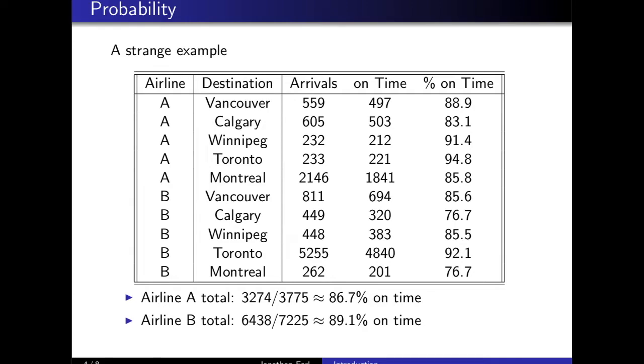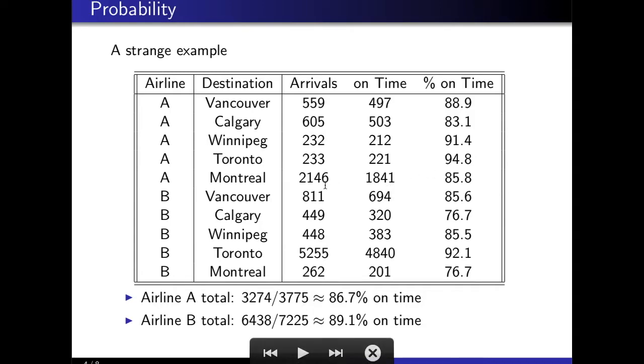Well, notice that the bulk of Airline B's flights are into Toronto. And that is also where it has the biggest proportion on time. So the overwhelming amount of the flights from Airline B are into Toronto, and that's where they have the best on-time performance. Airline A doesn't fly into Toronto as much, but when they do fly into Toronto, they're still on time more often than Airline B.